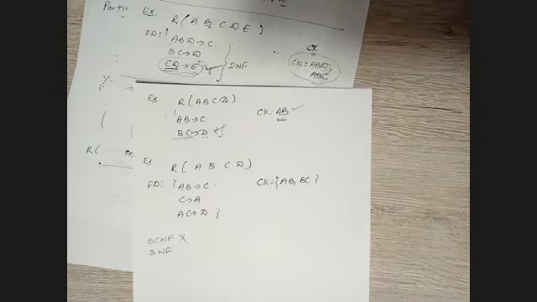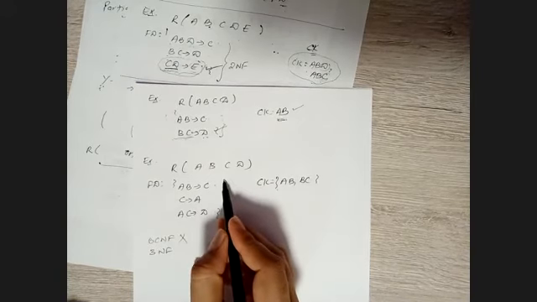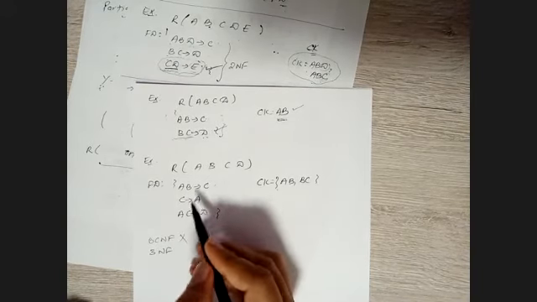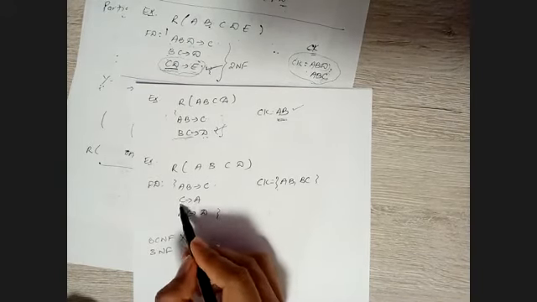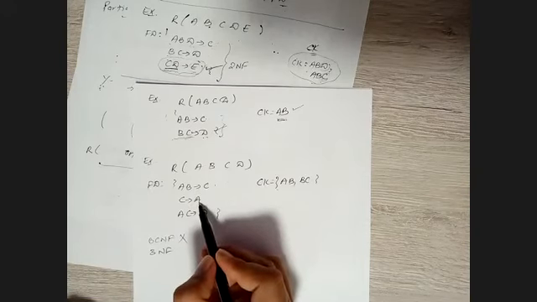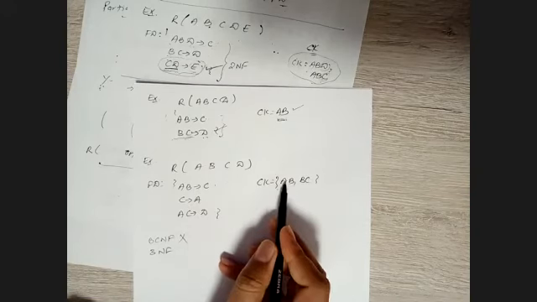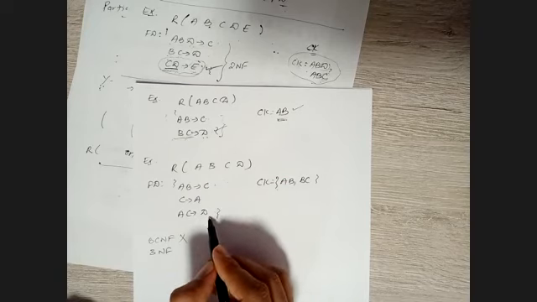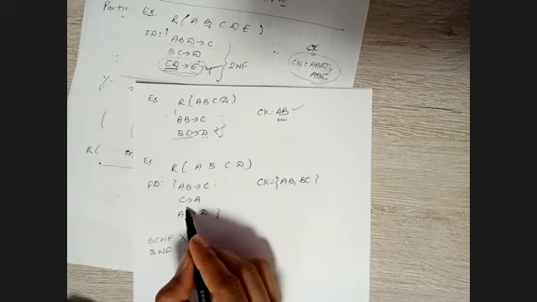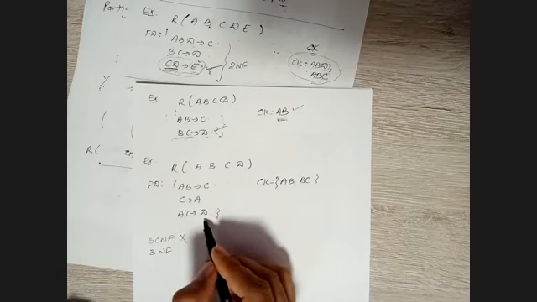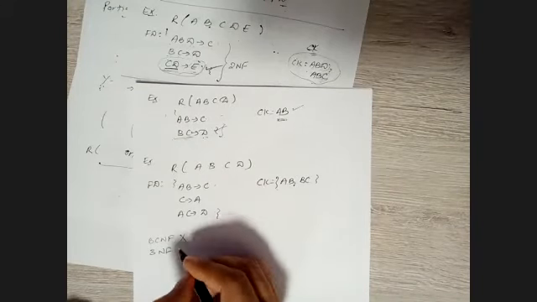Let's look at 3NF. 3NF says X must be a super key or Y a prime attribute. This is okay, this is a candidate key. Now this one is not a super key. Is this a prime attribute? Yes, this is prime, so there is nothing wrong. But see here, AC is not a super key and neither is D a prime attribute. Hence 3NF fails here.